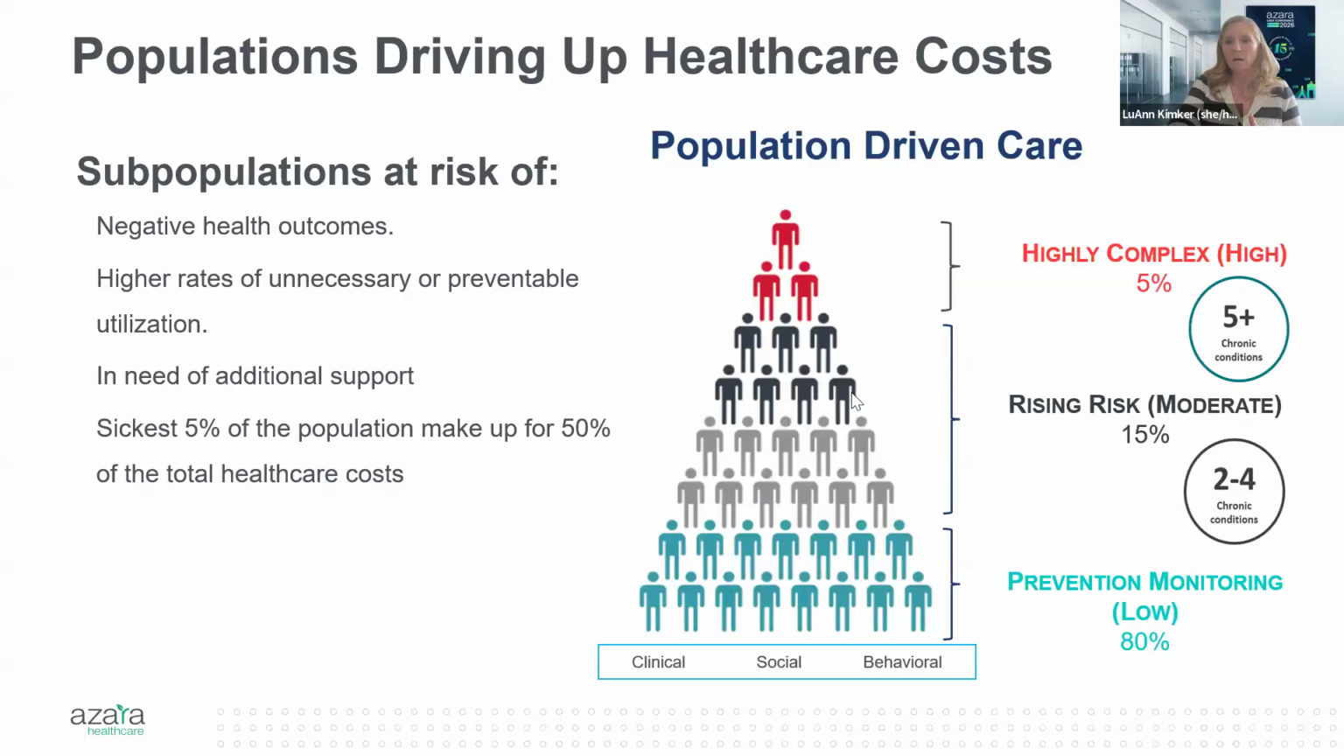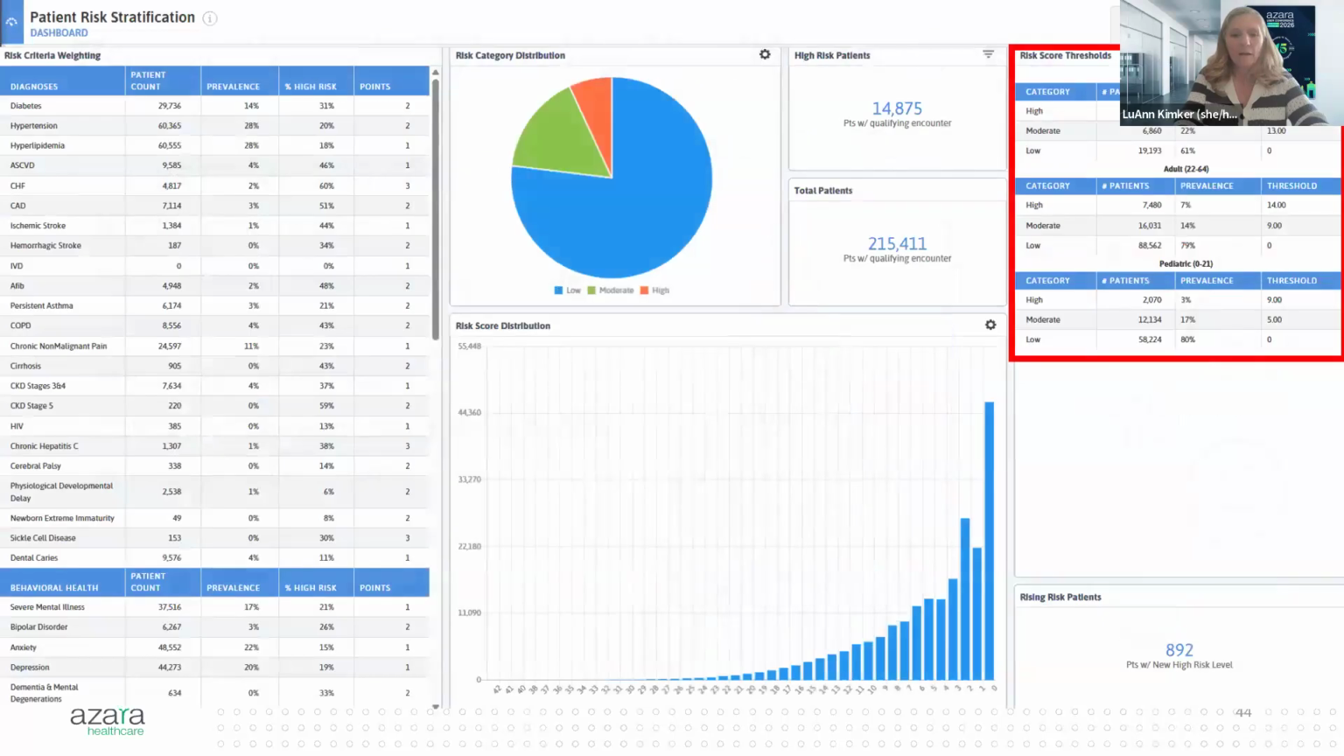I saw a comment come up there. Let me see so I can see it. If you have highly complex patients, but they are well controlled by their providers, their risk score will be lower, potentially. I'll show you what I mean by that. So let's go to the next slide, and we'll get to where I can show you that a little bit better.